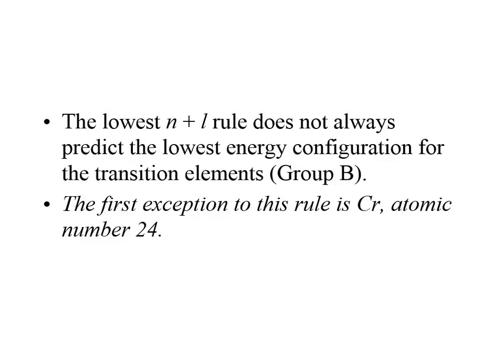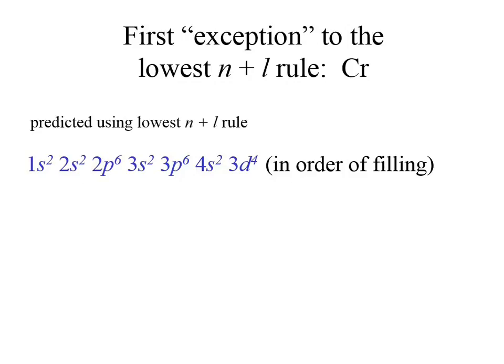Okay? And the first exception starts at chromium, which actually has 24 protons, so the 24 electrons around a chromium atom don't follow the n plus L rule. Will I pull that out on a test? No. Do you kind of have to know why they don't behave like we think they should? Yes. Okay. So here's chromium. Here are the 24 electrons around a chromium atom. This is in what we say is the order of filling, using the arrow diagram.